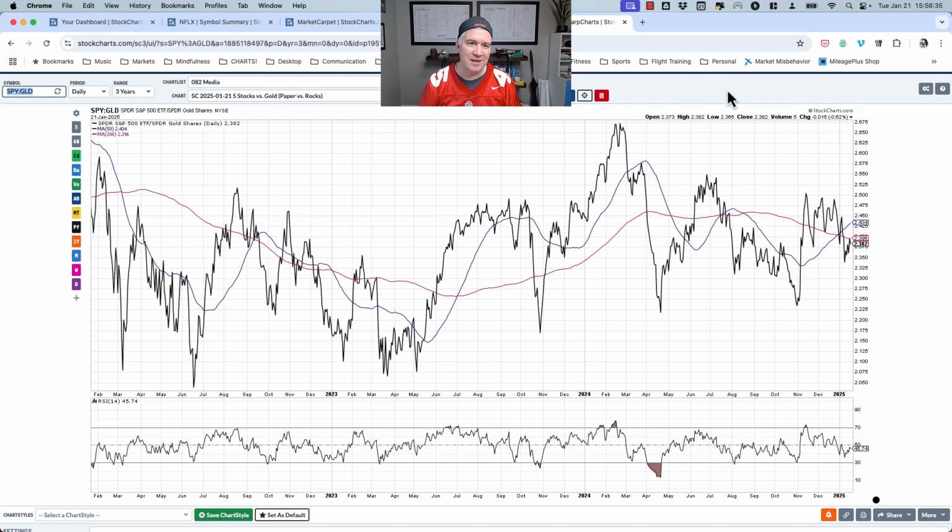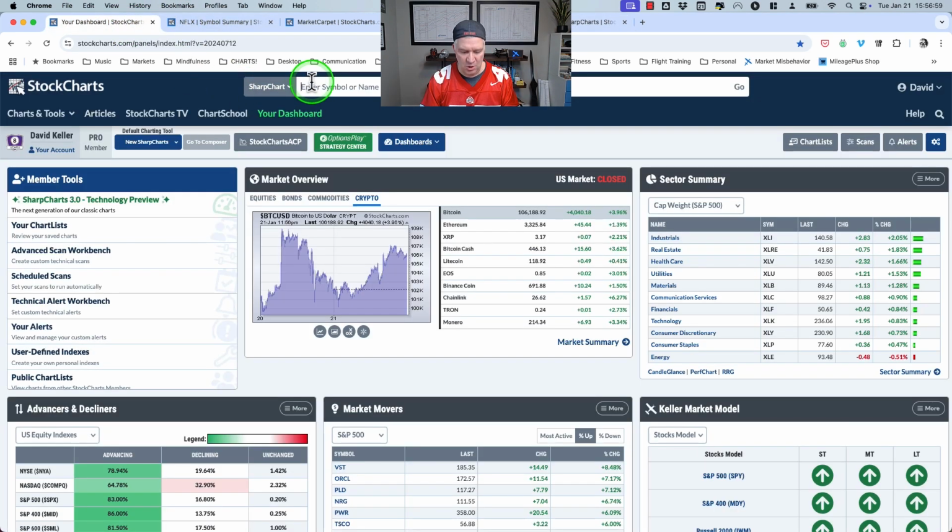The last one is stocks versus gold, or what we would call paper versus rocks. Think about stocks as paper assets. Think about gold as hard assets, right? Something that is a physical thing that has a value because we all think it does. This ratio of stocks versus gold, I would argue, is what the market actually feels like. And I've mentioned this before, but I'll just show you.